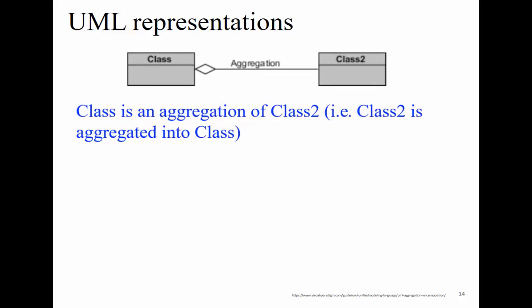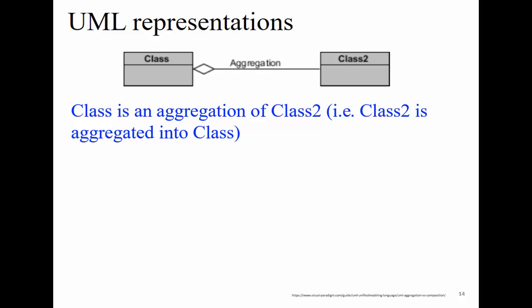Now, how can we represent it with UML? This is the class. We say the class is an aggregation of class 2. You can see the relation here: class 2 is aggregated inside the class. The name for this one is class, the name here is class 2, and this represents the aggregation relation. That means inside this class there is one or more of class 2, a collection of class 2. And this relation is aggregation because the diamond here is open, not closed.